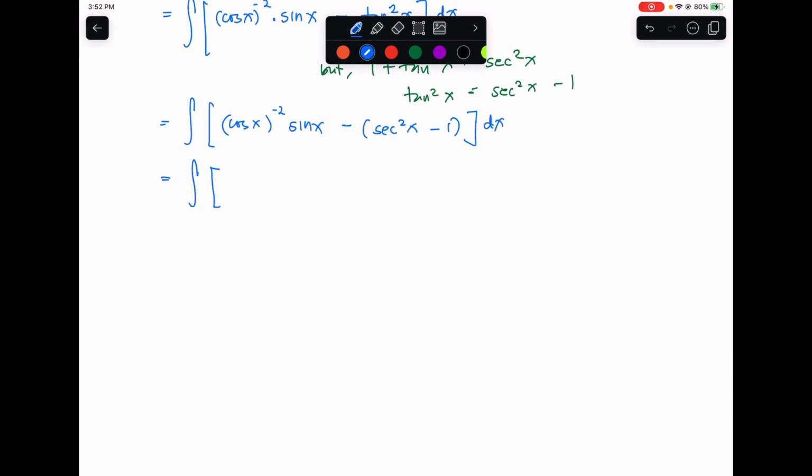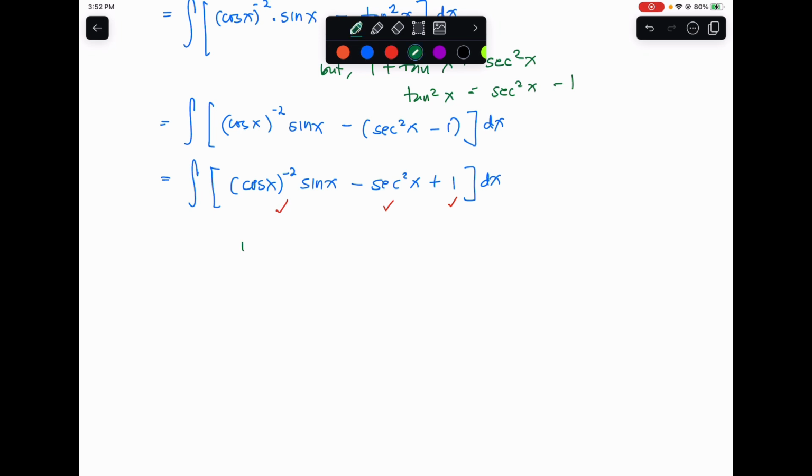So first we simplify it. So cosine x raised to negative 2 sine x, then minus secant squared x plus 1 dx. So we can integrate everything. This one is just power. This one is the integral of secant squared. And this one is power rule.